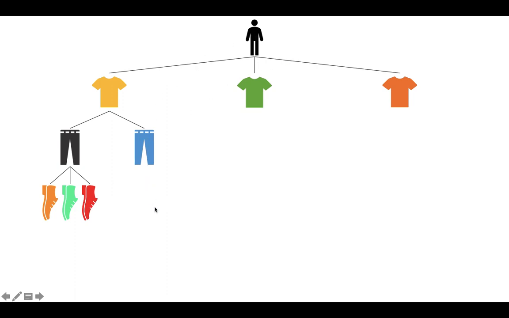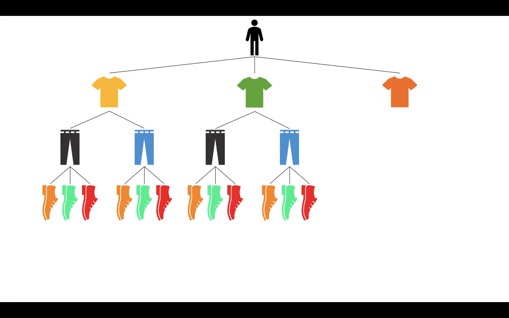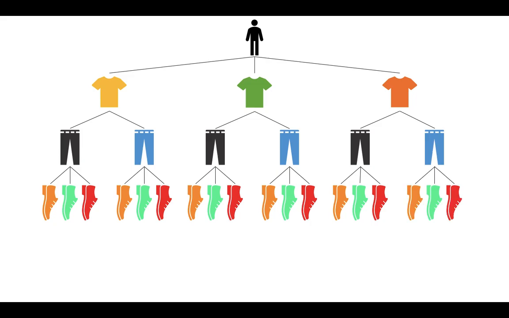Now we do the same for each branch. So then we go back to our pants and we do our 3 shoes. For our green shirts, we do our 2 pants and 3 shoes, and then our orange shirt is 2 pants and 3 shoes. Now you might need to pause this so that you can add these diagrams into your notes.